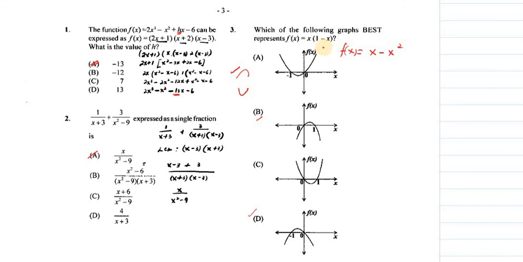Now where does the graph cut the x-axis? That means that f of x, or y, is equal to 0, so x multiplied by 1 minus x is equal to 0. So that means that x is equal to 0 and x is equal to 1. And which one of these graphs has the graph cutting at 0 and 1? The answer will be B. So my answer choice in this case is B.